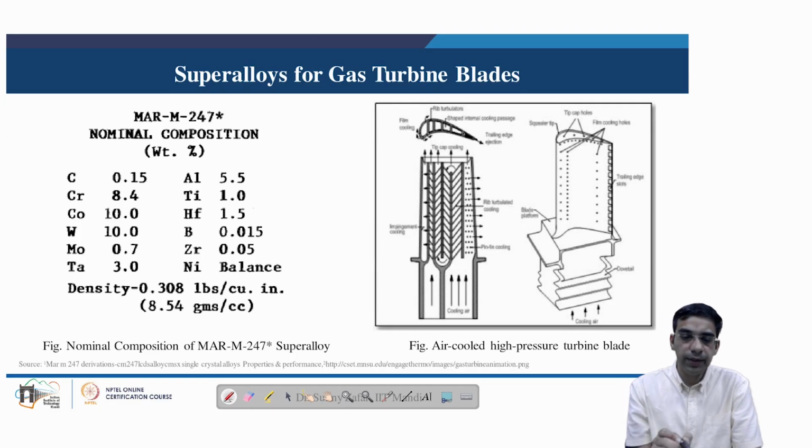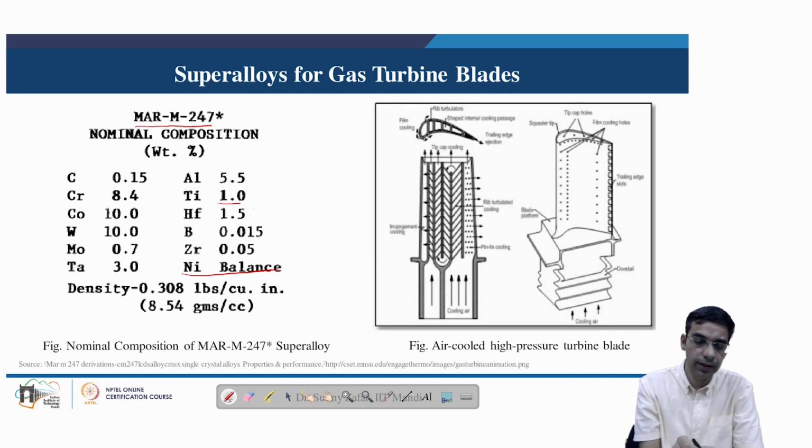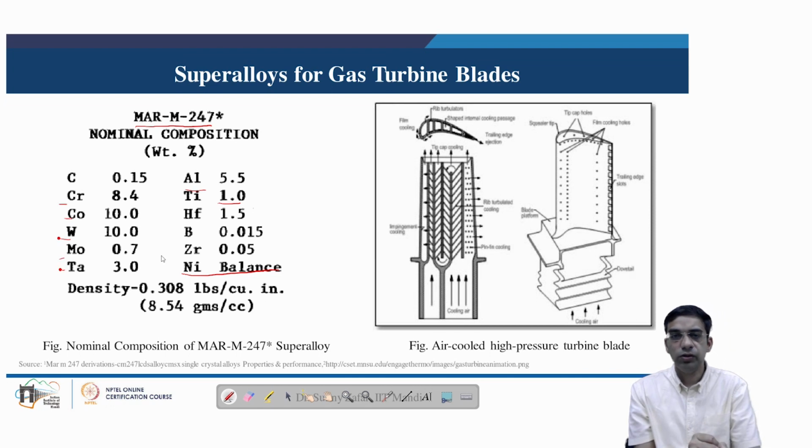So if you look at the typical composition of any superalloy, which is a nickel-based superalloy shown here, MAR M247, the nominal weight percent composition is shown here, where we will see the nickel is with the dominant percentage shown by balance, and all other alloying elements like the titanium, aluminium, tungsten, cobalt, chromium, and their percentages are mentioned here. So there are several varieties of superalloys available which have various names.